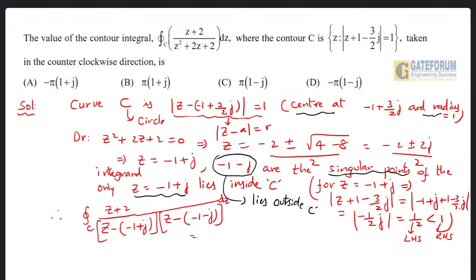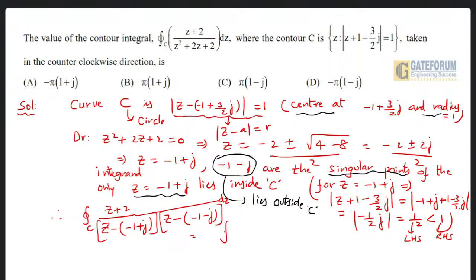So, to write this integral in Cauchy integral formula notation, which factor goes in the denominator and which in the numerator? How do you decide? Write the factor corresponding to a singular point inside the curve in the denominator, and the other factors in the numerator. This singular point, minus 1 plus j, we already verified is inside C. So keep this factor only in the denominator, and shift the second factor into the numerator.